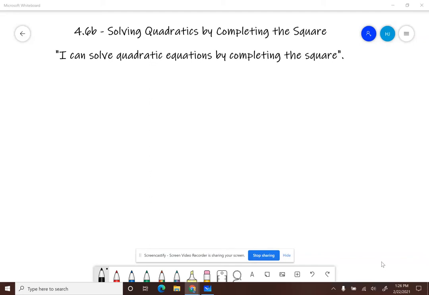All right, guys, we are moving on to 4.6b, solving quadratics by completing the square. So by the end of this, hopefully you can say this mission statement: I can solve quadratic equations by completing the square. So first, let's talk about some previous knowledge that we've had, and everything that we've done so far has really been playing into this.